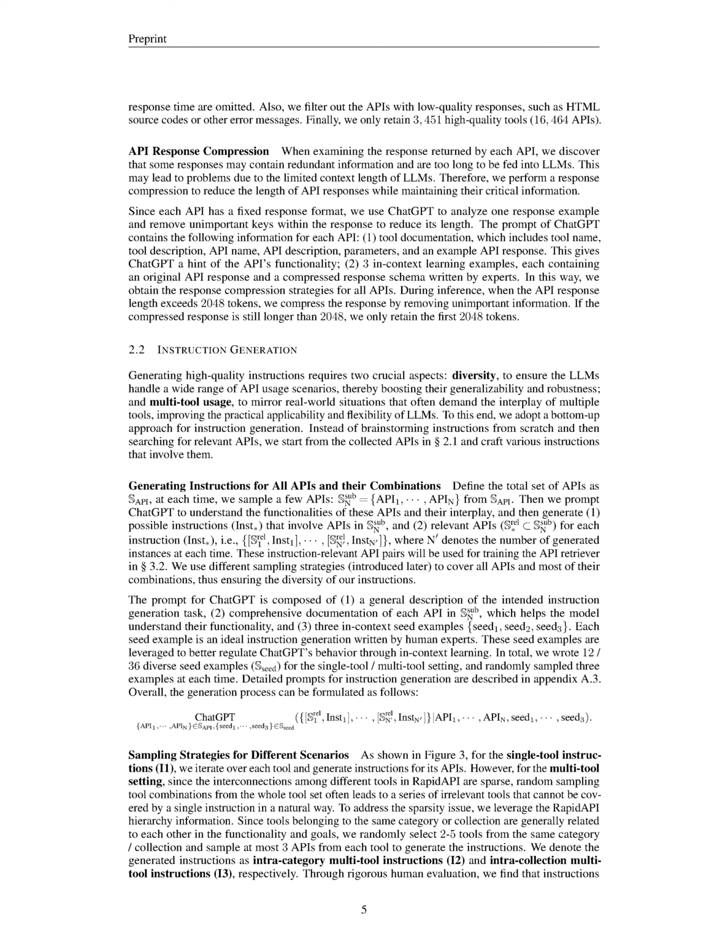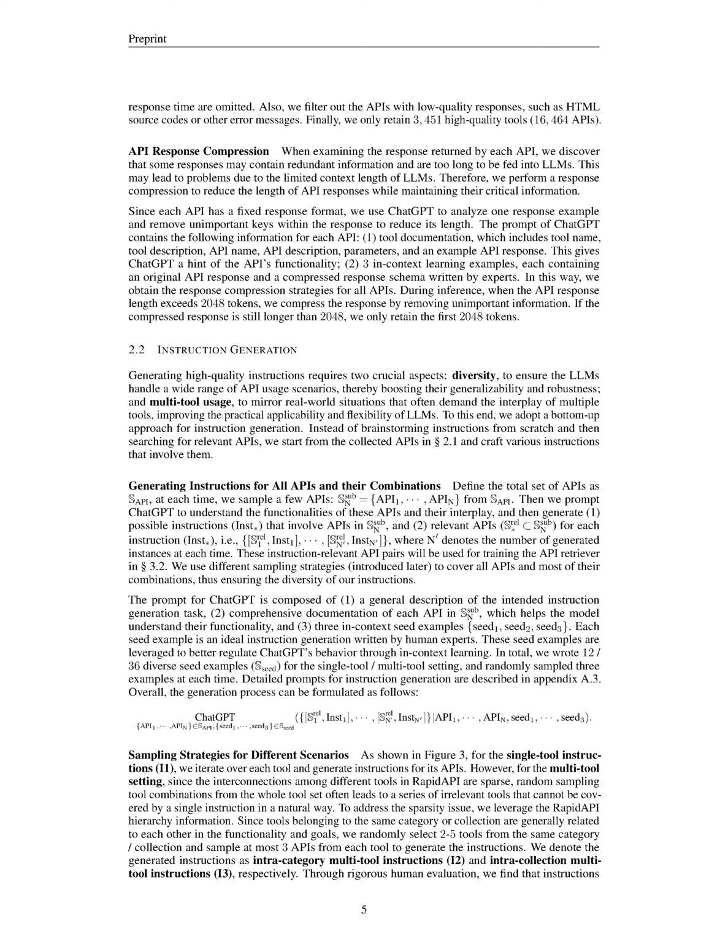The prompt for ChatGPT includes a general description of the task, comprehensive documentation for each API in S_N_sub, and 3 examples of ideal instruction generation written by human experts. In total, we wrote 12 examples for the single tool setting and 36 for the multi-tool setting. We randomly select 3 examples at each step. The overall generation process can be summarized as follows. ChatGPT generates instructions and relevant APIs based on the APIs in S_API, and the examples in S_seed.